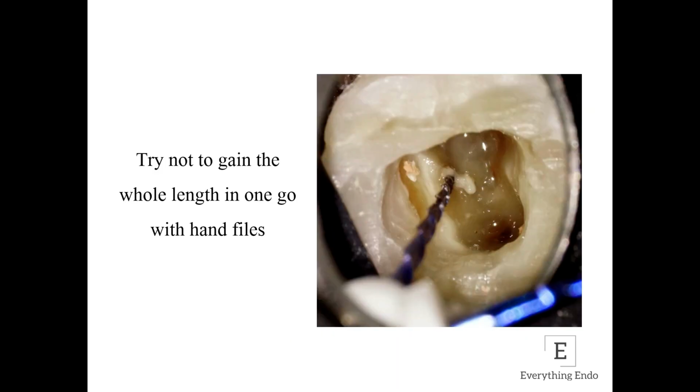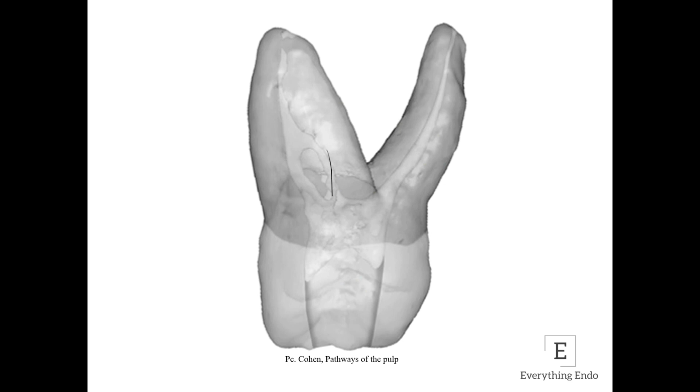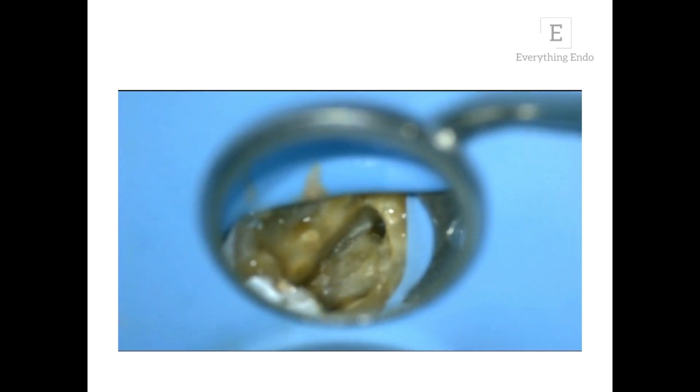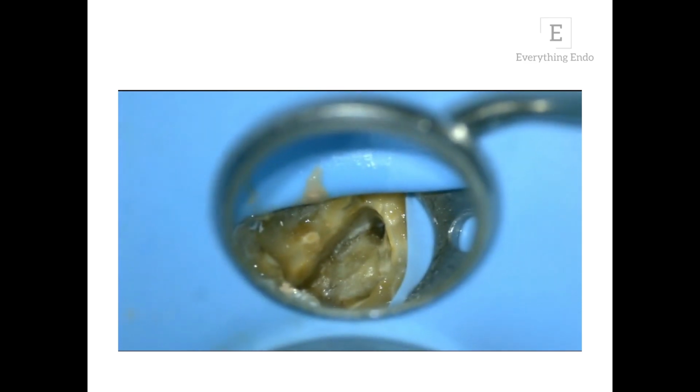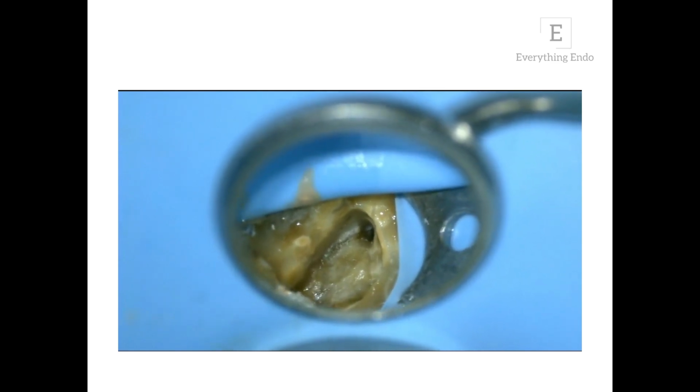One other important thing I'd like to say is, never try to gain the whole length of the MB2 canals with a hand file alone entirely. These MB2 canals have a very fine, tortuous, curvy course, so it is going to be difficult to get from point A to point B entirely with your hand files. What you need to do is use a rotary file to the depth to which your hand file goes, be it 4 or 5 millimeters, to open up the MB2 and gradually then advance with the hand file again.